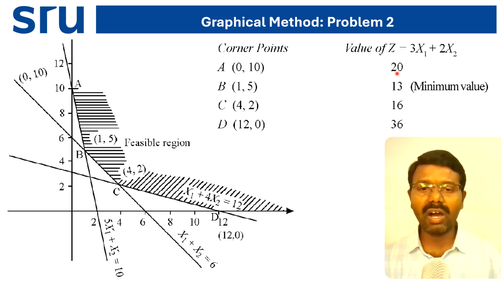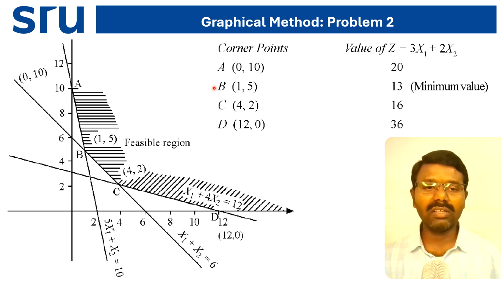So out of all these Z values, because we need to minimize Z, which one is giving the minimum value? The 13 is the minimum Z value at point B. So finally, the X and Y values will be X is equal to 1 and Y is equal to 5. So this is the final solution. X value will be 1 and Y will be 5. That will give the optimum solution for the given LPP. So that is how we can solve it.